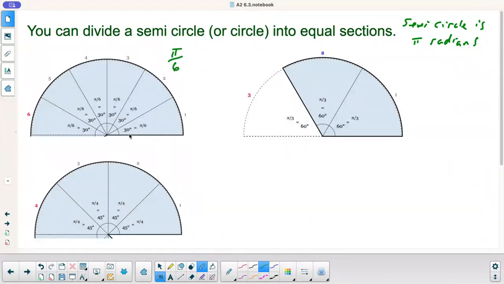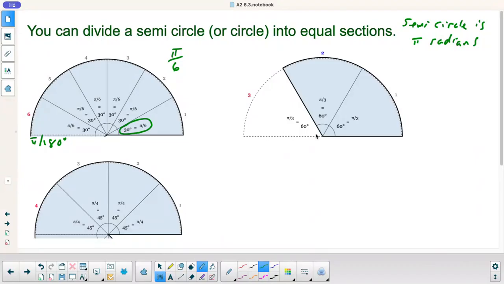So each section here is 30 degrees, because it's 180 degrees, or pi radians. I guess I wrote them backwards because it's written in radians first and then degrees. Pi radians, or 180 degrees. So if I divide it by 6, it would be pi over 6 equals 30 degrees.